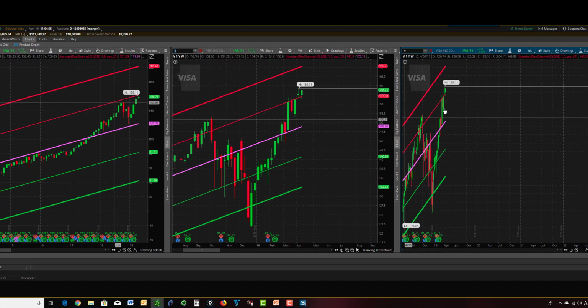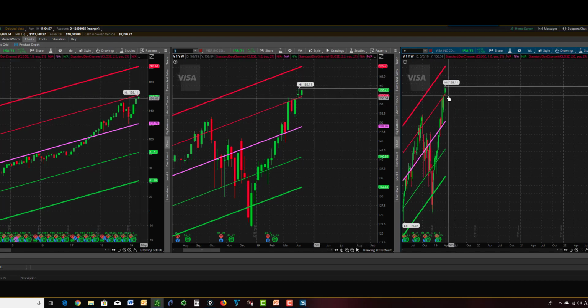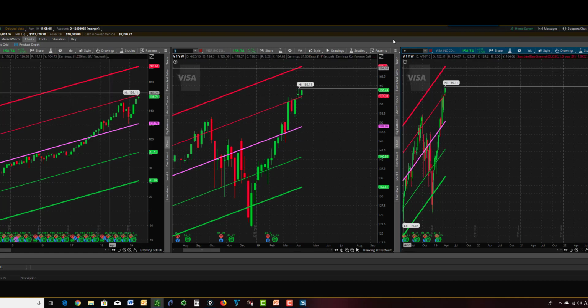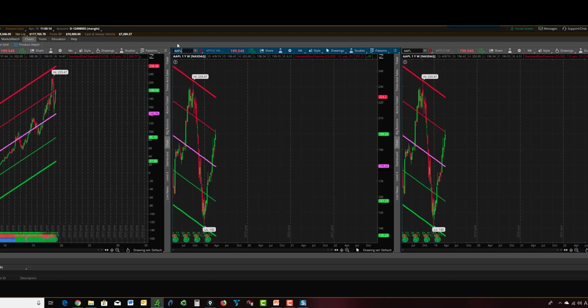And so then, again, it's going up. So for those who want to buy Visa, this is overbought, and it's not a good time to buy this. Let's look at Apple. Many people like Apple.